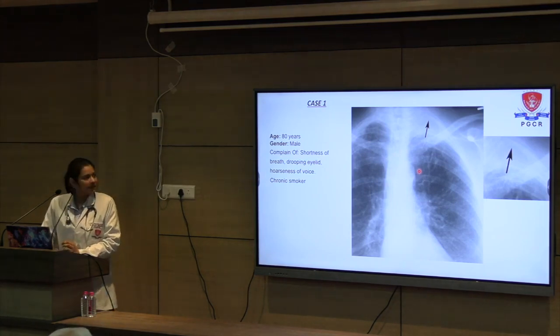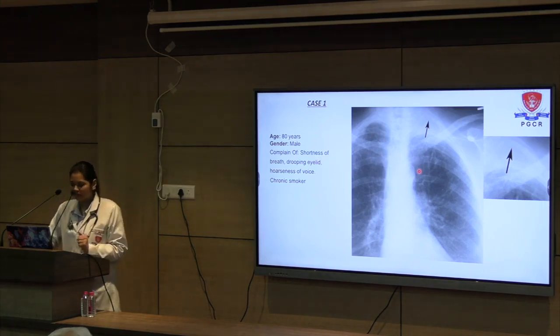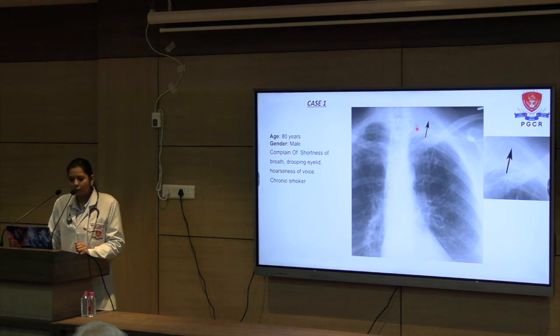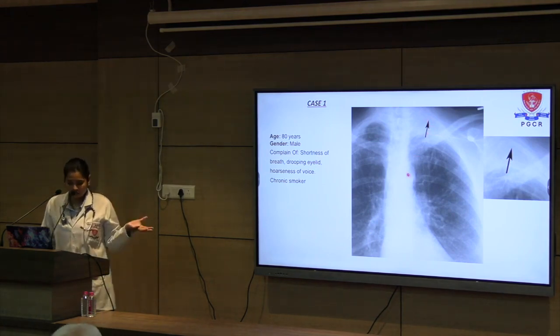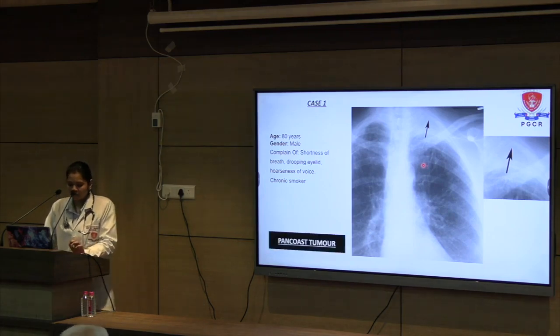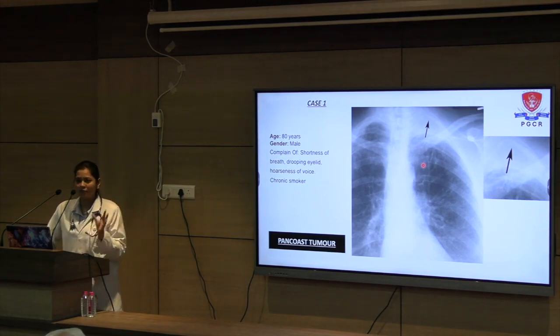So, as we can see in this X-ray, there is an opacity present at the apex of the lung. It is a mass-like opacity along with erosion of the first and the second rib. This is the first rib, this is the second rib. So, erosion of the ribs is present along with the history and a mass. It is most likely a Pancoast tumor. So what is a Pancoast tumor? Pancoast tumor gets its name from its position, which is the apex of the lung.